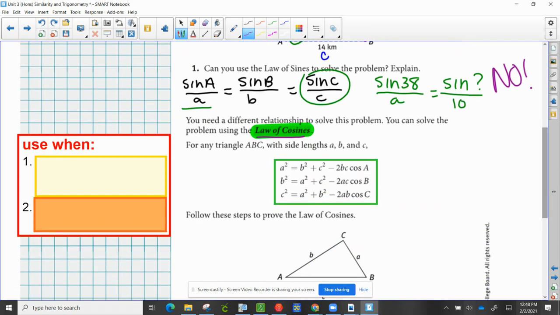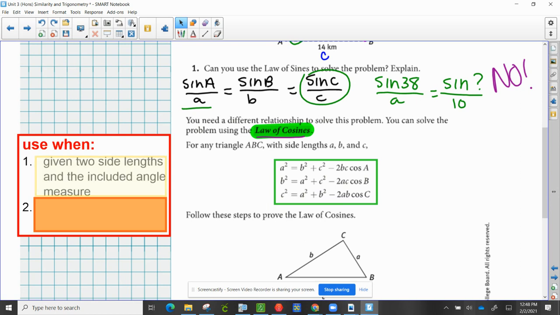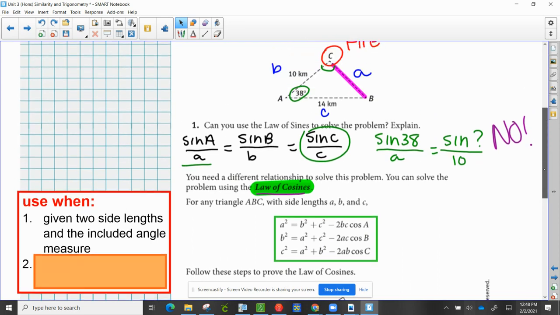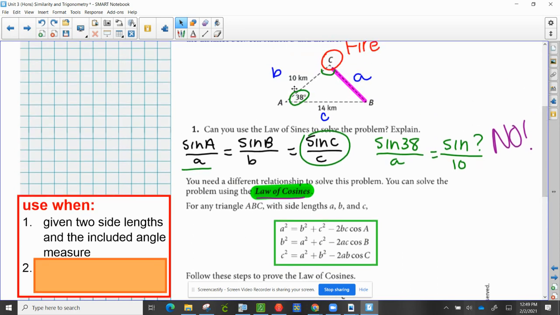Okay. So to use the law of cosines, we have a situation like this. If you're only given two side lengths and the included angle measure, like the picture here, you see how that angle measure is between the two given side lengths? That's when we need to use law of cosines. The other situation where we would need law of cosines is if we're only given the three lengths of our triangle and we don't know any of the angles on the inside.